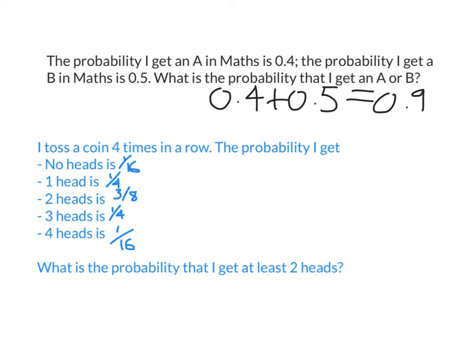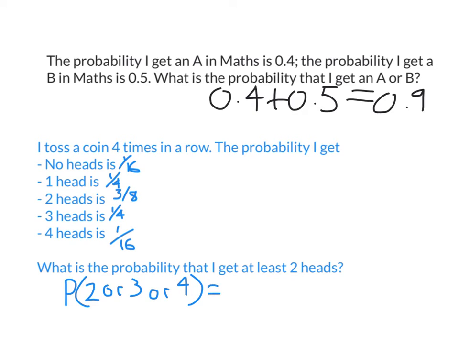So why am I using this example? Well, apart from the fact that it's trickier, it involves mutually exclusive events. So the probability I get at least 2 heads is the same as saying I get 2 heads, or 3 heads, or 4 heads. Now, each of these events, 2, 3, and 4 heads, is mutually exclusive. If I toss a coin 4 times, I can't get 2 heads and also get 3 heads and also get 4 heads. It doesn't make sense.